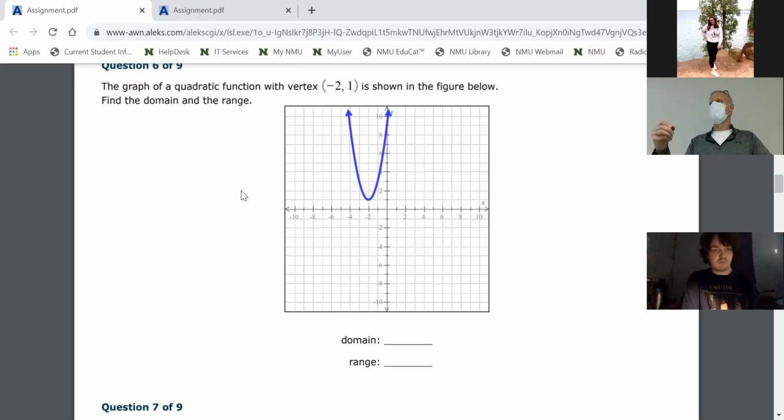Unless otherwise told, the domain of a quadratic function is the set of real numbers, all real numbers. Now, I don't know if ALEKS is going to let you put all real numbers as an option. I'll show you how to do the interval notation. There are no restrictions on the x values going left or right, not one. Anyone know what the range is? How do you determine the range?